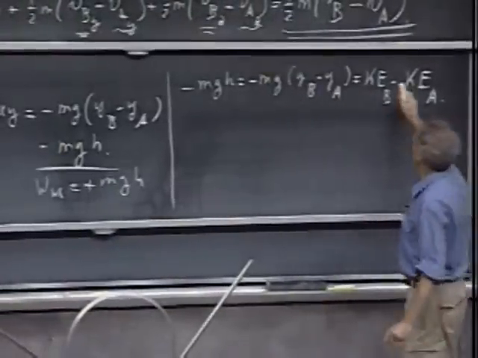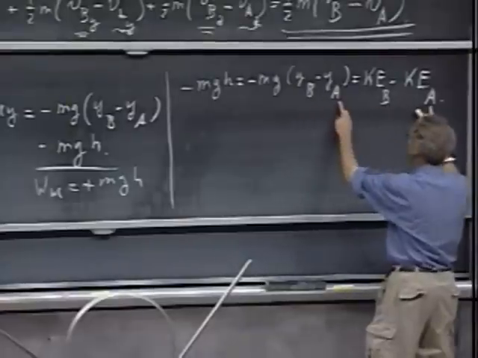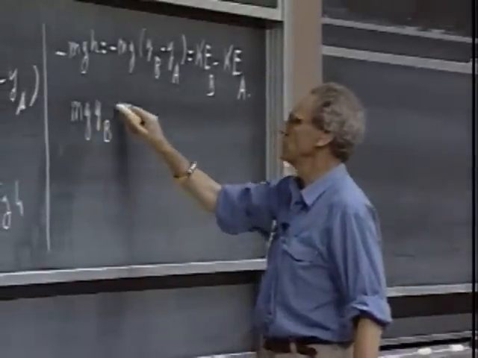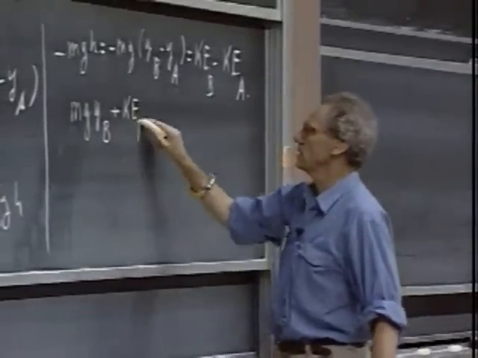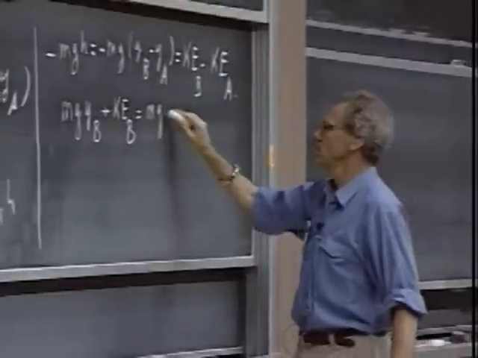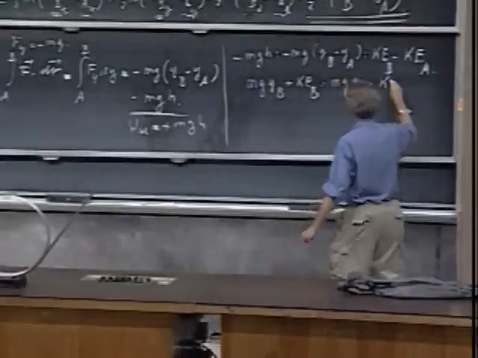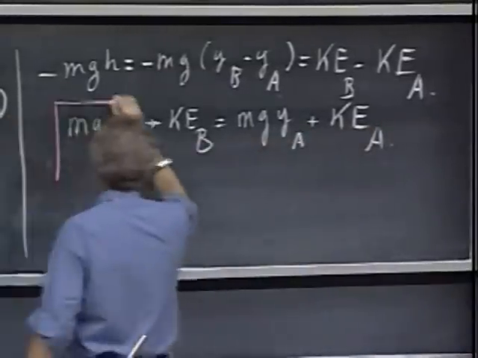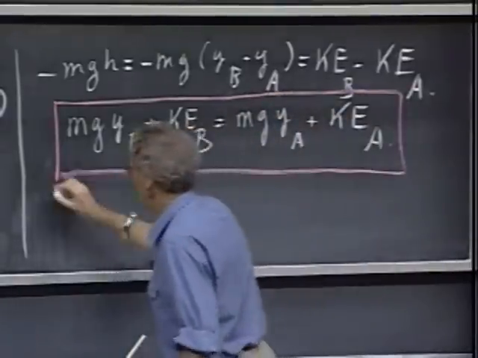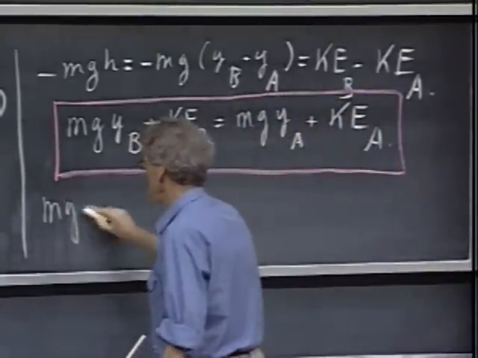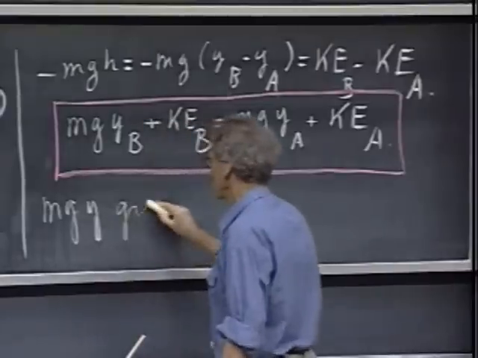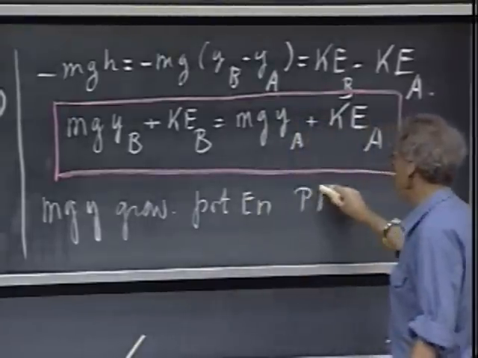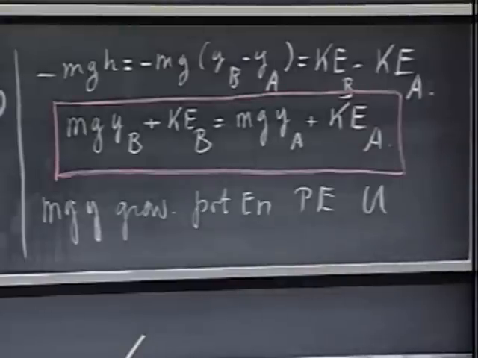Look closely here. I can rearrange this and I can bring the b's on one side. I can bring the a's on one side. I then get mg times y of b plus the kinetic energy at point B equals mg times y of a plus the kinetic energy at point A. And this is truly an amazing result. We call mgy, we give that a name, and we call that gravitational potential energy. Often we write for that PE or we write for that a U.